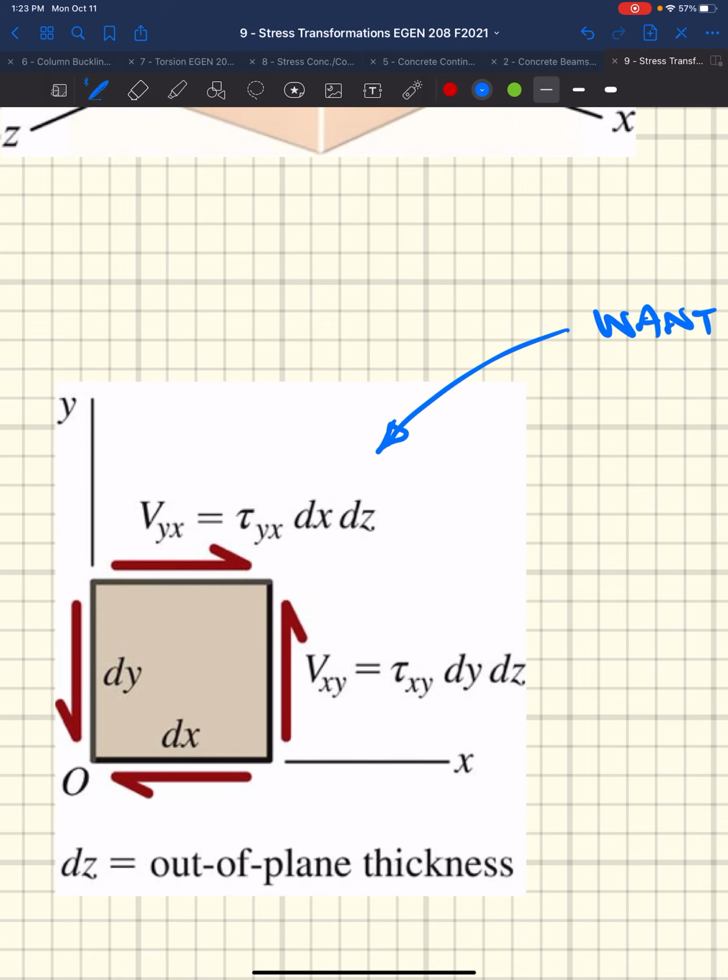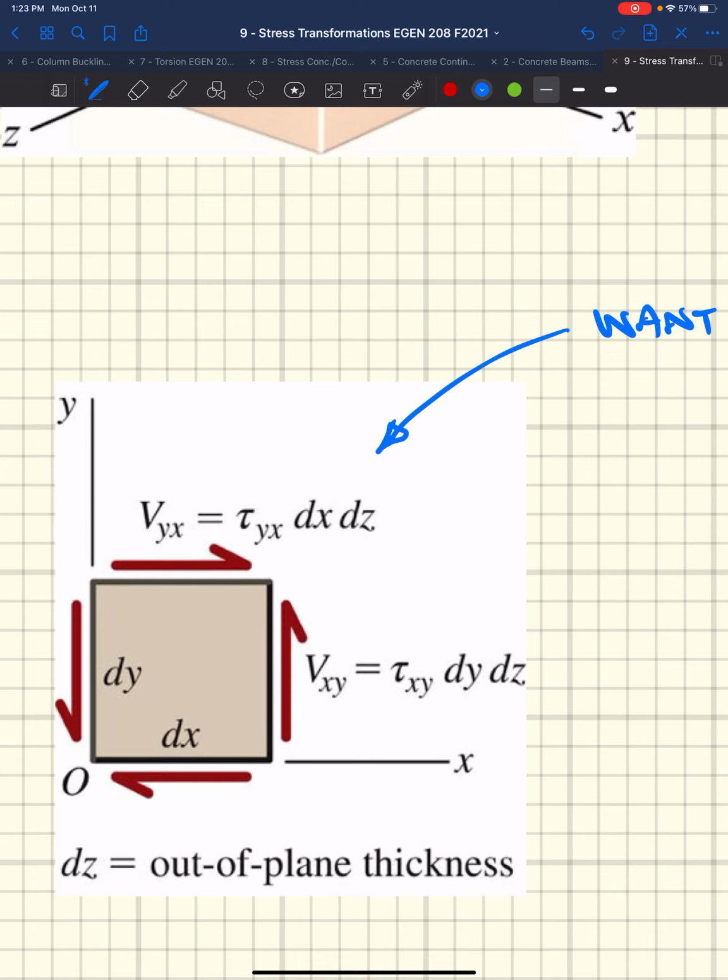As I mentioned, we do an equilibrium analysis on a stress block. So if we step back and do an equilibrium analysis, we want to know the actual shear that's acting on these faces, right? Knowing that stress is force over an area, so stress times area is force. We can't do equilibrium on stresses, so we need a force. In order to get a force, we multiply by an area.